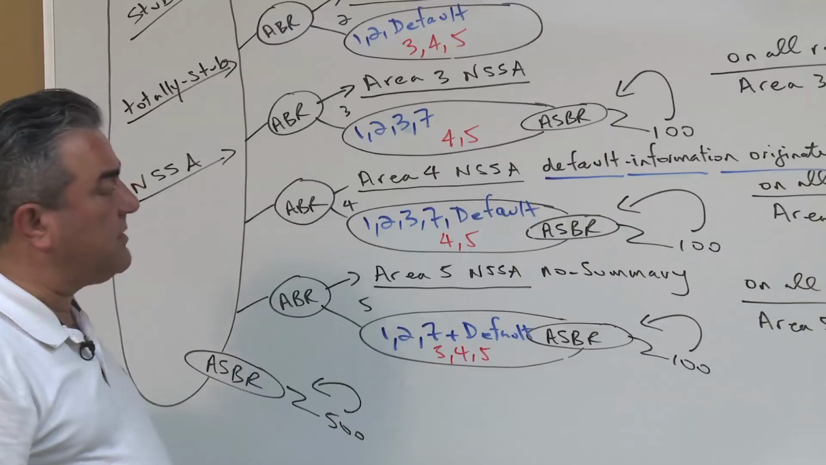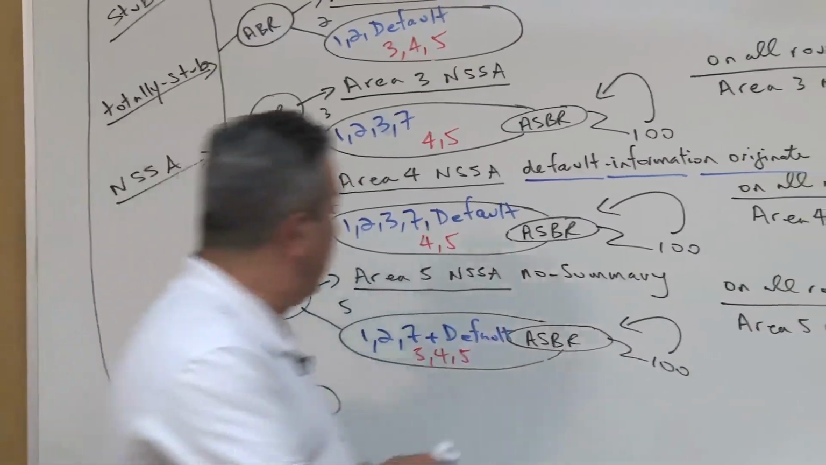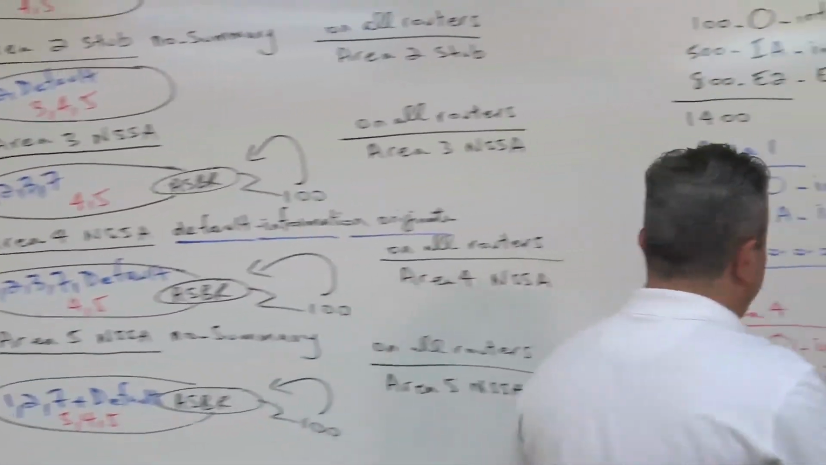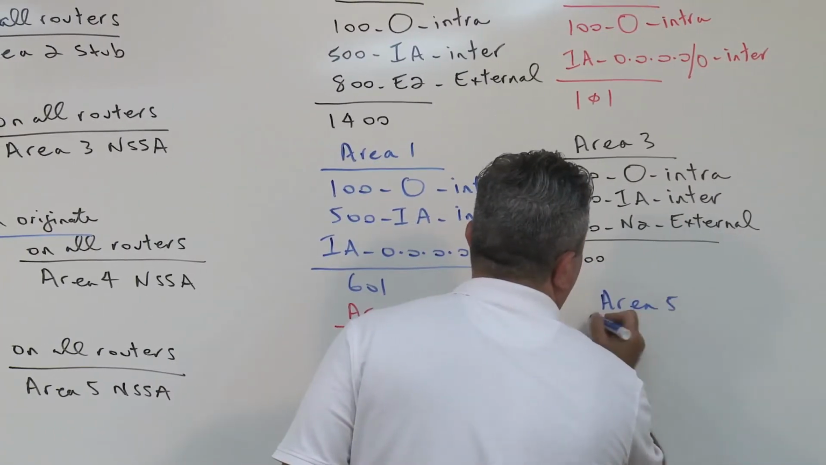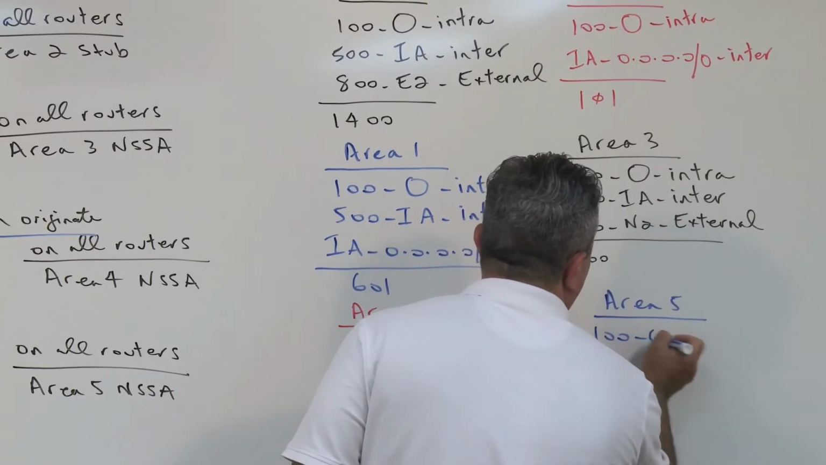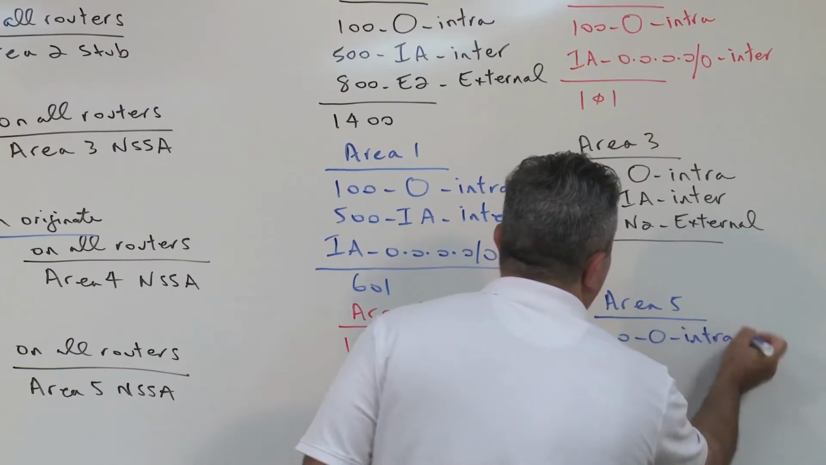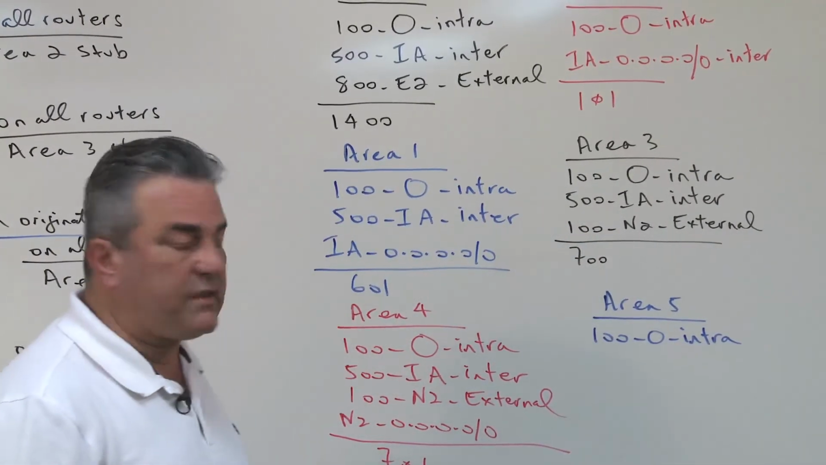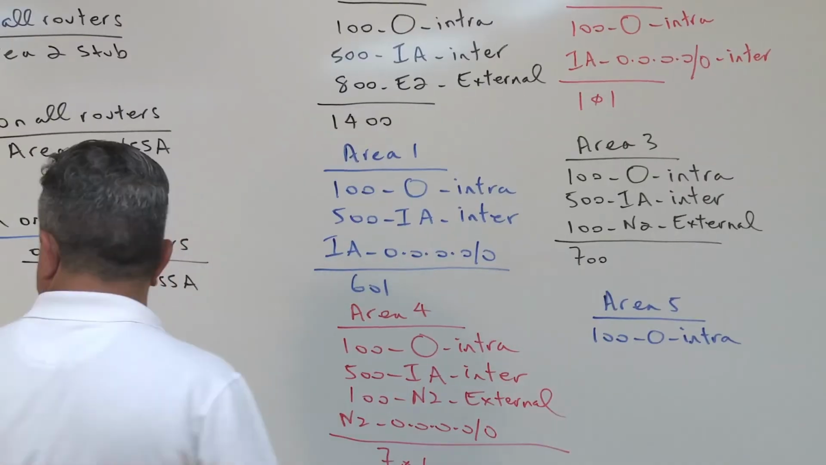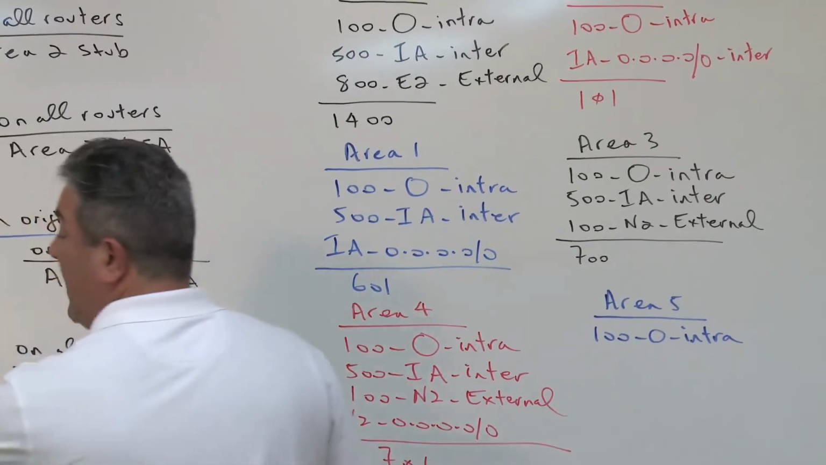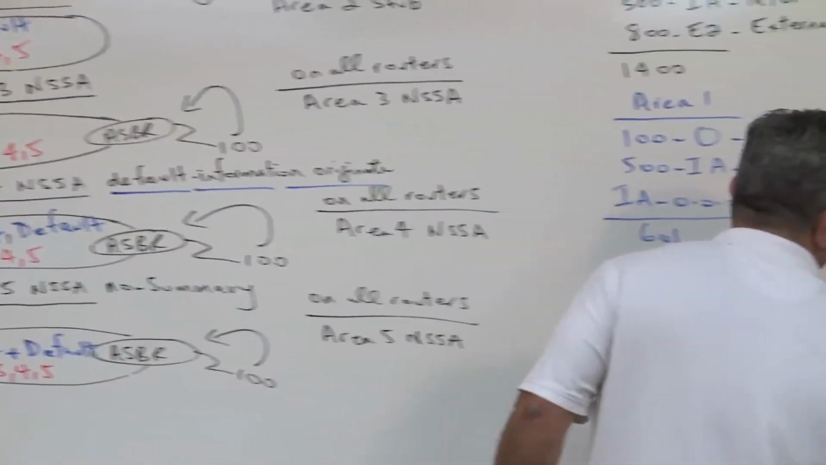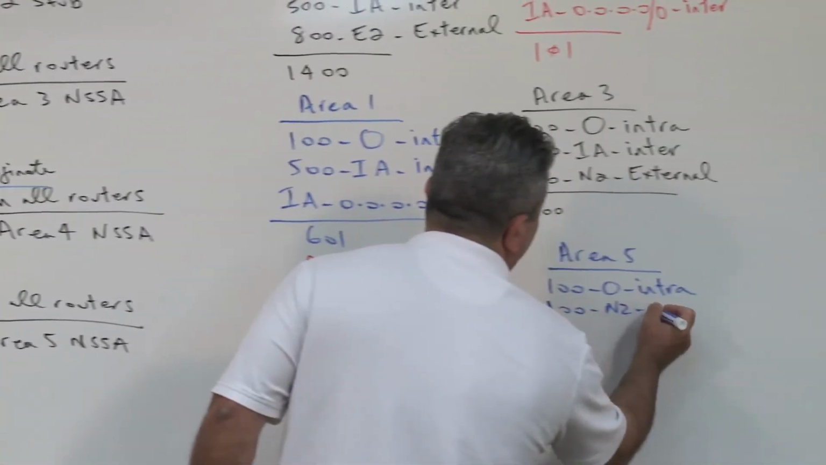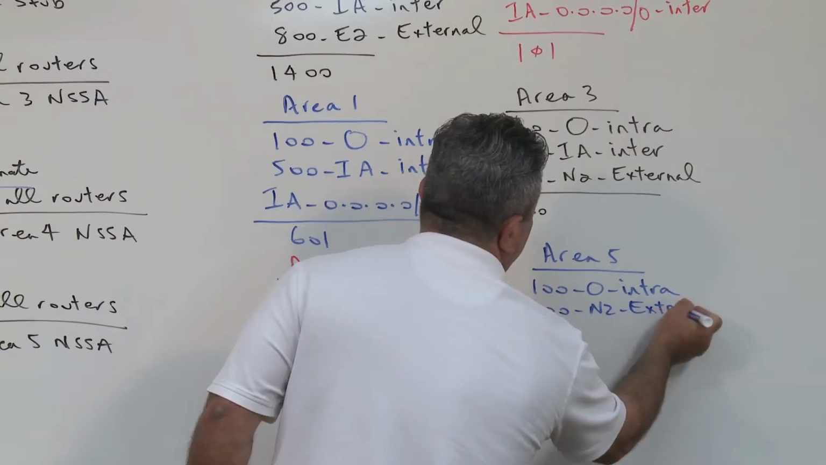So let's see what happened to the routing table in Area 5. So in Area 5, we're going to do show IP route OSPF. We're going to see our own 100 routes as intra-area routes. We don't see LSA type 3s, but we see LSA type 7s. These are 100 routes. By default, they show up as N2.